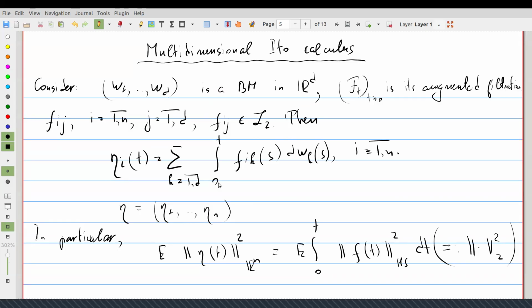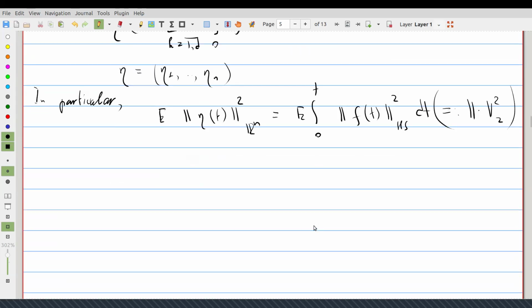You need the filtration with respect to the whole process, or with respect to all coordinates simultaneously. And then you can integrate with respect to every coordinate, combine them in a linear manner and produce such multidimensional processes.